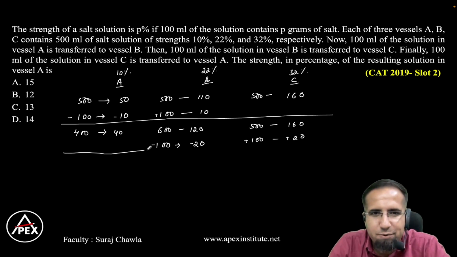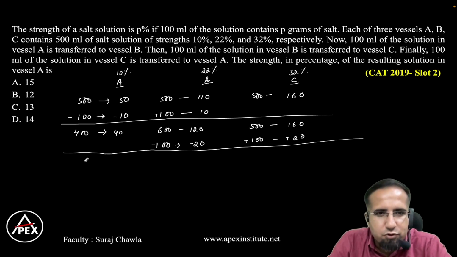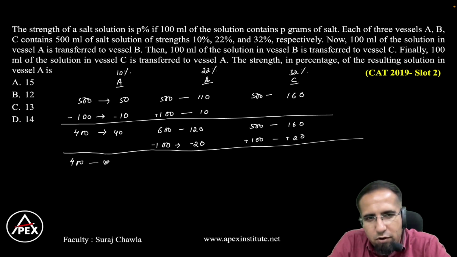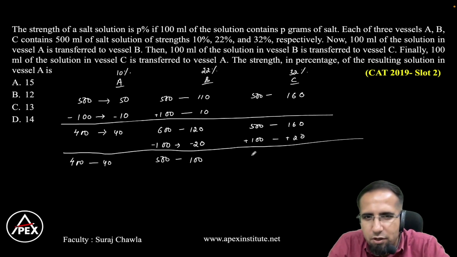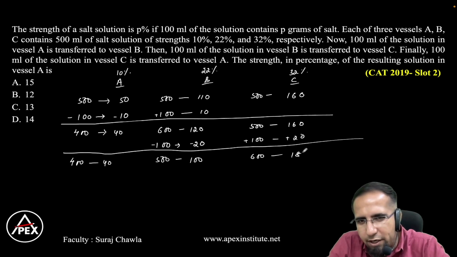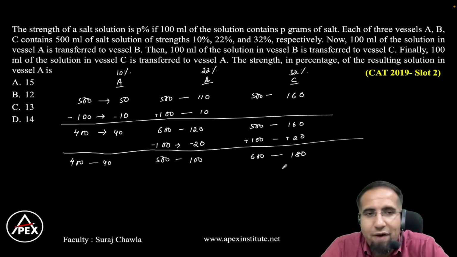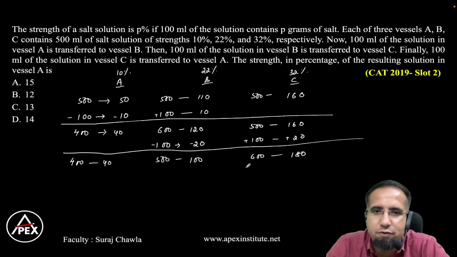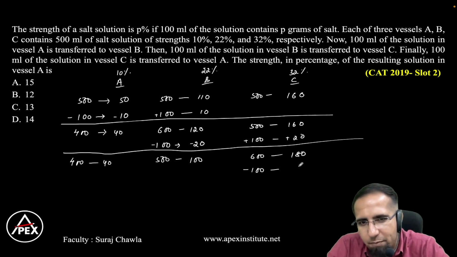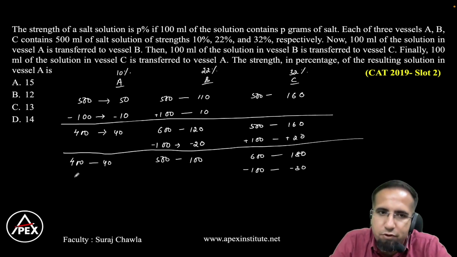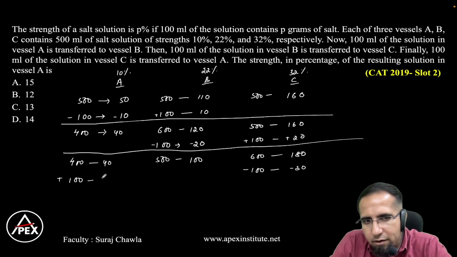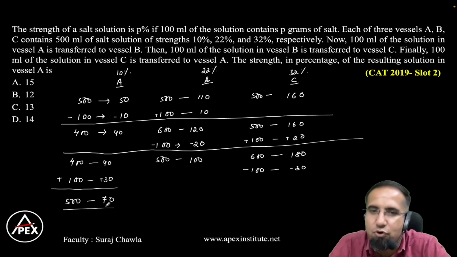Now after the second experiment, let's understand what all do we have. So you have 400, this is still 40, this is 500 and this is 100, that is 20%, and this is 600 and that becomes 180. Now understand, 600 and 180, 180 by 600 is 30%. Finally, 100 ml of C is transferred back to A. So if I'm taking out 100, 30% of 100 will be removed. So I add back 100 and this becomes plus 30. So what is happening in A? I have 500 ml and now I have 70 ml of salt.